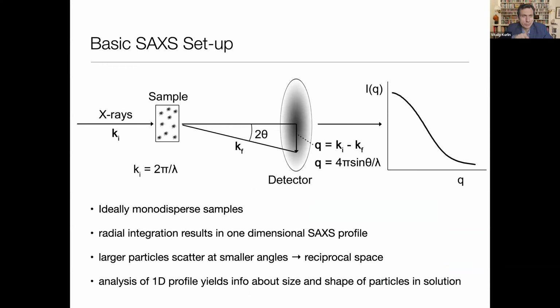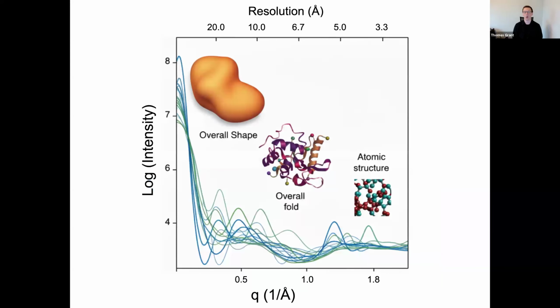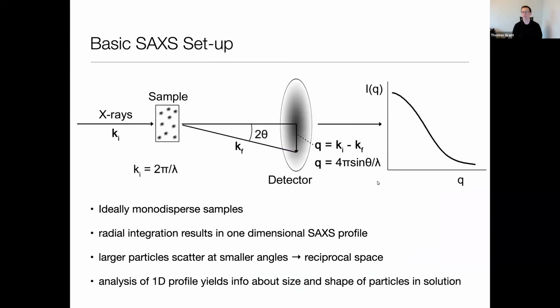Okay, so now I have understood why it's 1 over angstrom. Yes, that's right. It's 1 over angstrom because it's 4 pi sine theta over lambda, and lambda is in angstroms. Yeah, thank you.